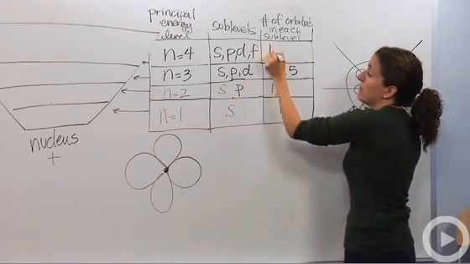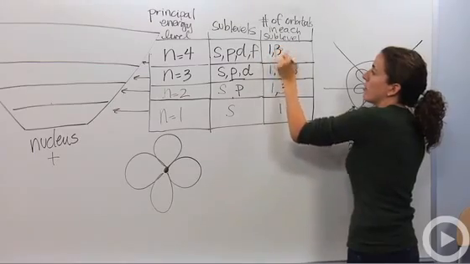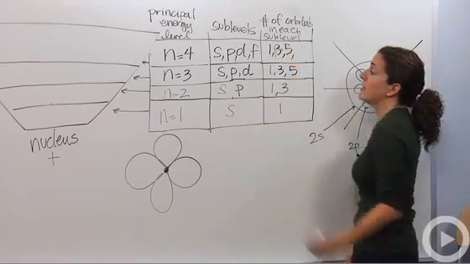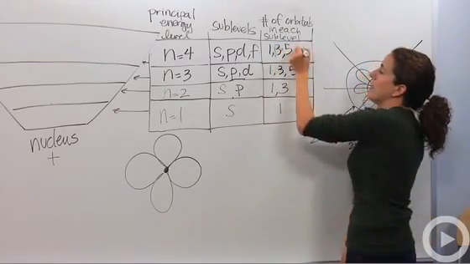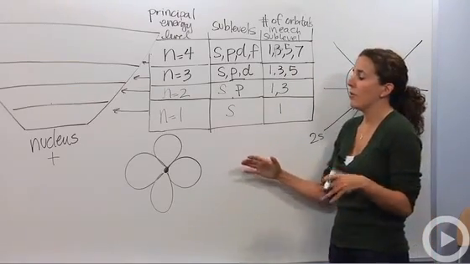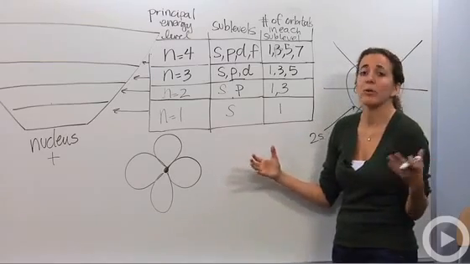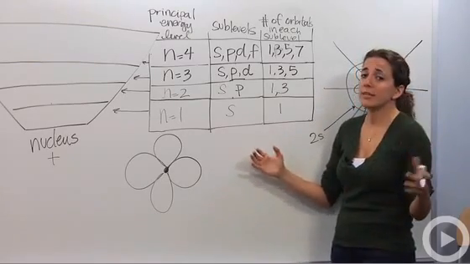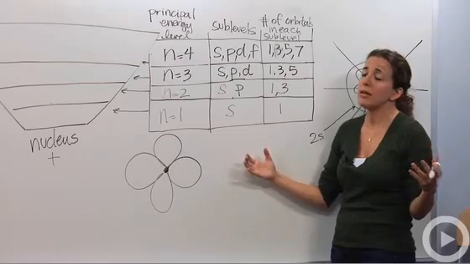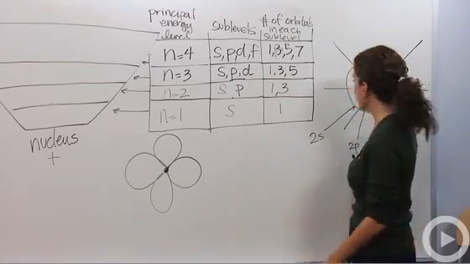But there's 1 s orbital, 3 p orbitals, 5 d orbitals, and as you can guess, there are 7 f orbitals. And f is, for now, the highest energy orbital that you're going to find. There are theories that there are other orbitals within the principal energy levels, however we're not going to go there because it's just theoretical at this point.